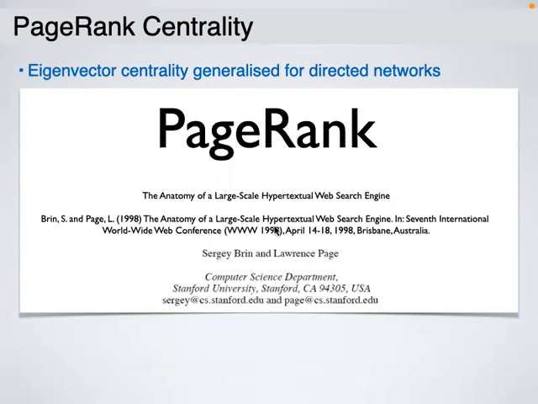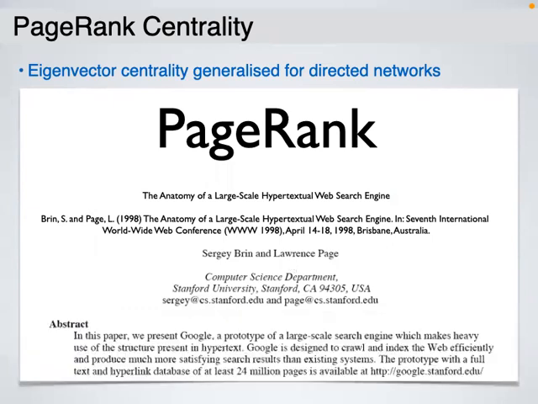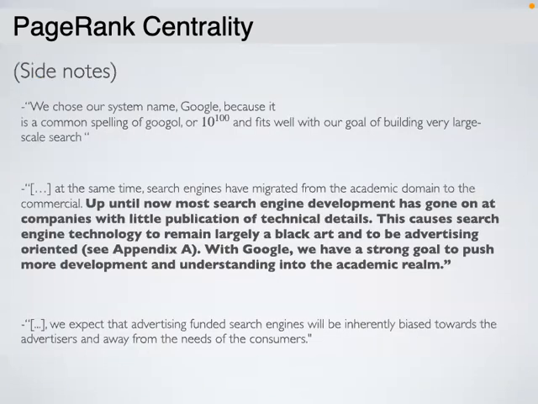This paper was published in 1998, and some of you might already know it, but do you know who the authors of this paper are? Yeah, the founders of Google. They are the founders of Google. And if you look at the abstract of the paper, you see that in this paper they present Google. So it was really the founding paper that allowed the creation of Google.